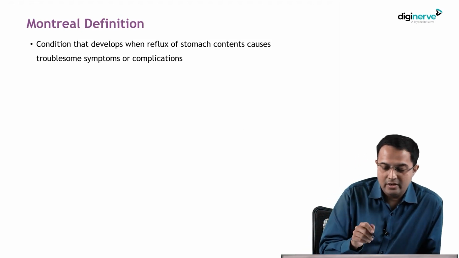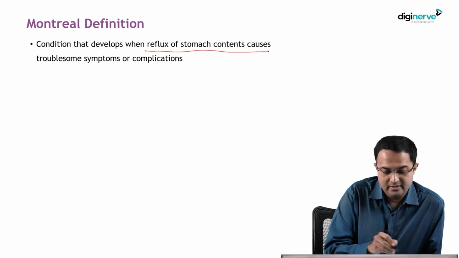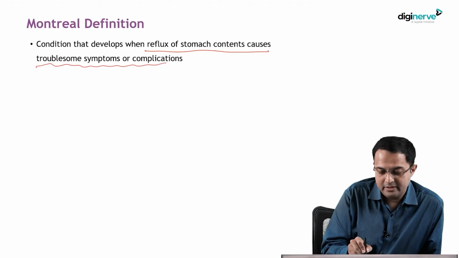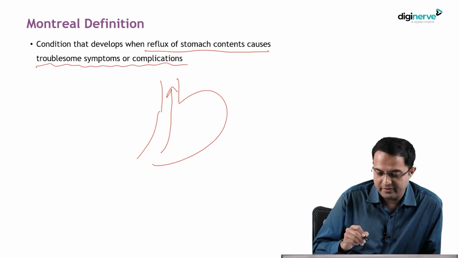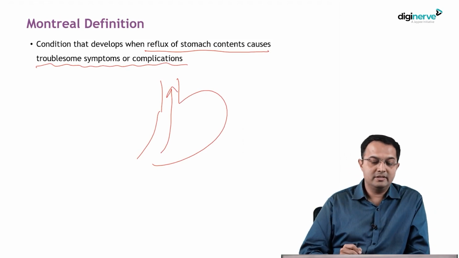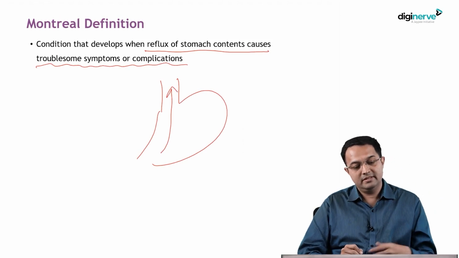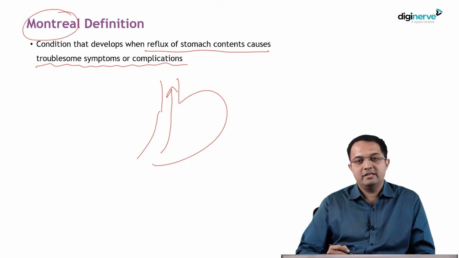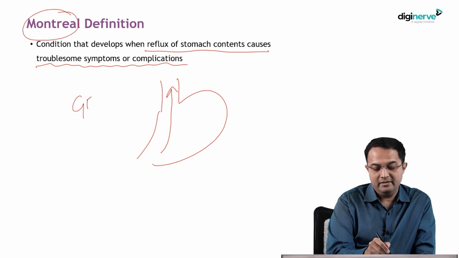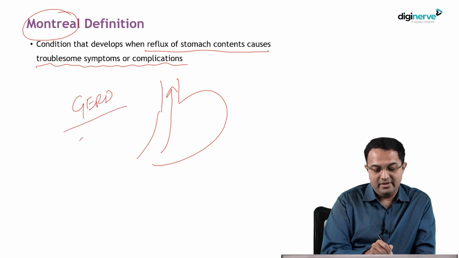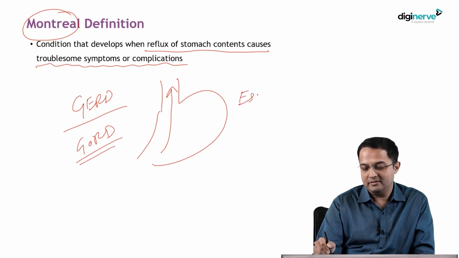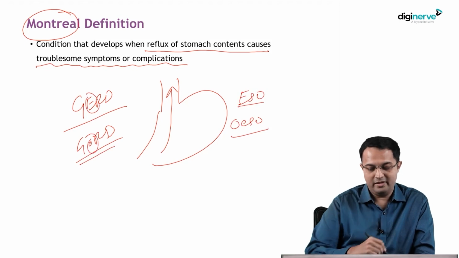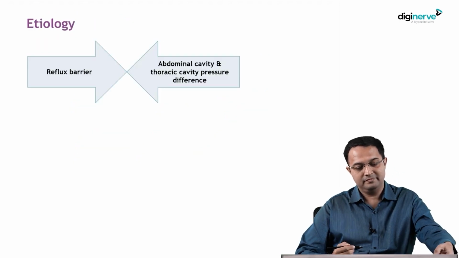It is a condition that develops when there is reflux of stomach contents, and it causes troublesome symptoms and complications. So the stomach contents will reflux into the esophagus, and then start causing troublesome symptoms or complications. That is the Montreal definition of gastroesophageal reflux disease, GERD, and somewhere it is GORD. Esophagus can be spelled like this or like this, so that is how E and O differ, but it all means the same.